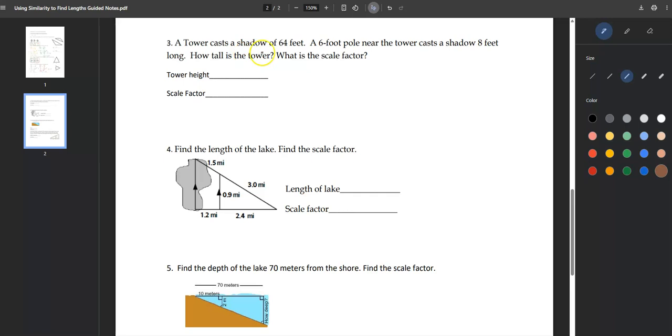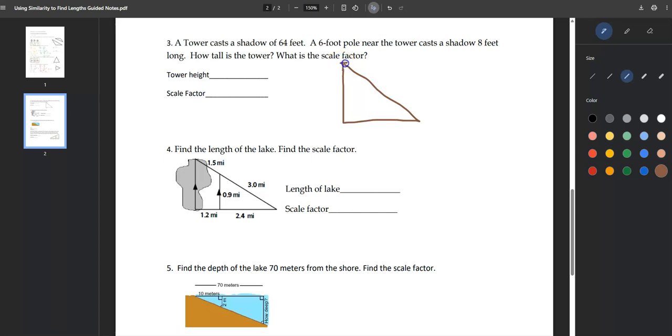So we've got a tower casts a shadow that's 64 feet. A 6-foot pole near the tower casts a shadow of 8 feet long. How tall is the tower, and what is the scale factor? So for this, I would suggest drawing pictures. I think those are very useful for you. Most of the time they're going to be triangles.